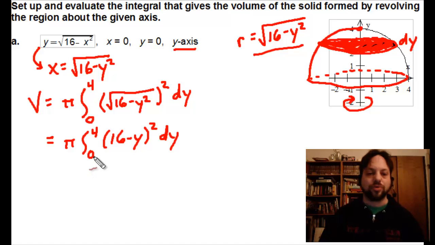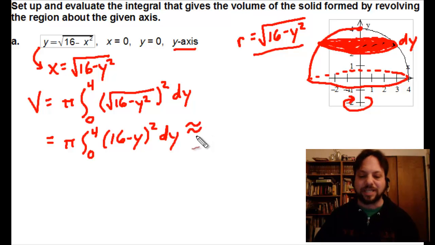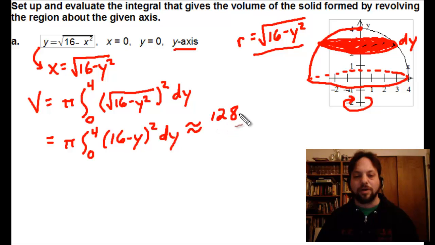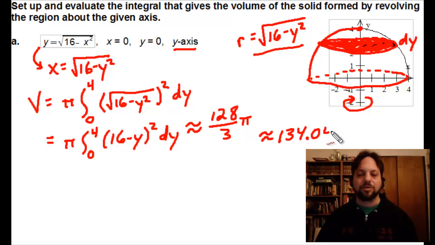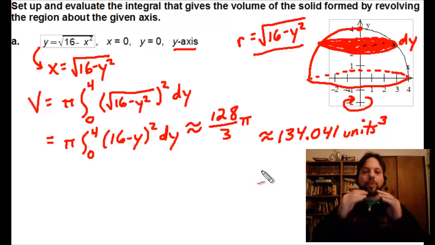Now, I'm not going to go through the process of integrating this and using the fundamental theorem. You should be able to do that on your own by this point in time. But if you do work this out, what you should get is a volume of 128 thirds pi. And if you want to decimalize that out, that's approximately equal to 134.041 cubic units.